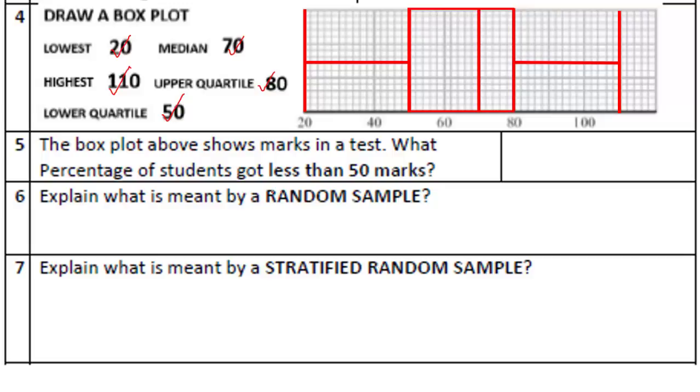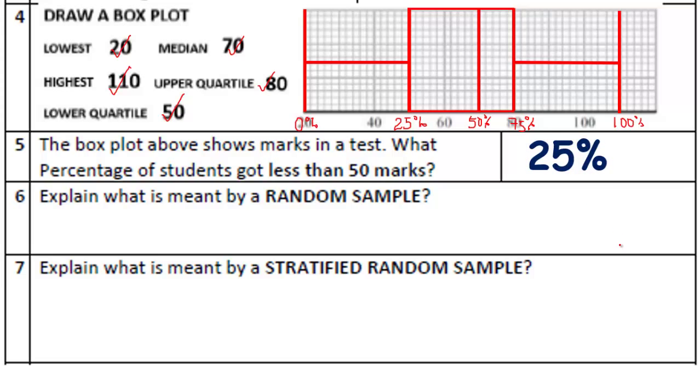In this particular question, it says a box plot above shows the marks in a test. What percentage of students got less than 50 marks? Now, just to remind you, right, that there is your 0% at the start. Your lower quartile is your first 25%, your first quarter. Your median is your 50%. Remember, it's halfway. Your upper quartile is your 75%, and then your highest value obviously is your 100%. So in this case here, what percentage of students got less than 50 marks? So if I look at this, 50 marks is over there, so my answer is 25%.